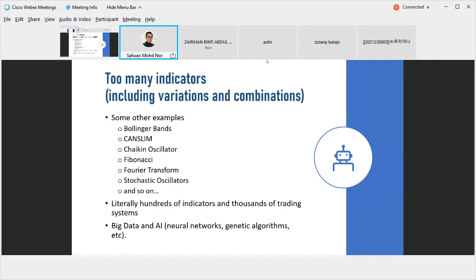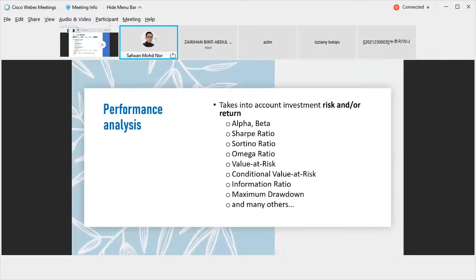And for each of the indicators, you can use different combinations and different numbers of days and so on. So there are literally hundreds of indicators. And when you consider these combinations, there are actually thousands of trading systems being used. Yeah. And you haven't even considered big data and AI yet. Algorithms, swarm optimizations, and so on. So there are many other combinations and options.